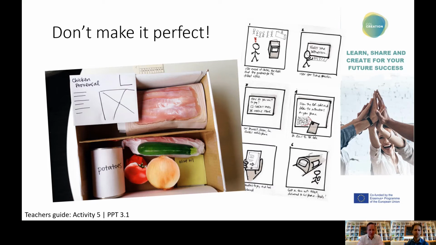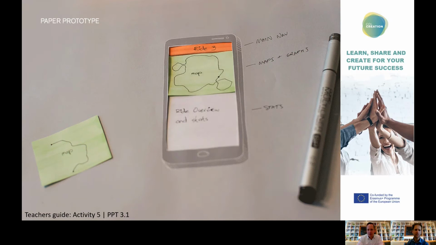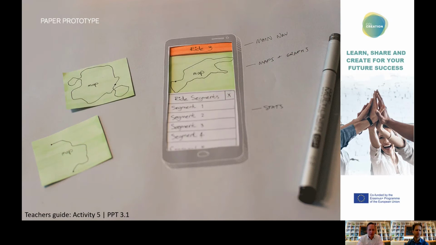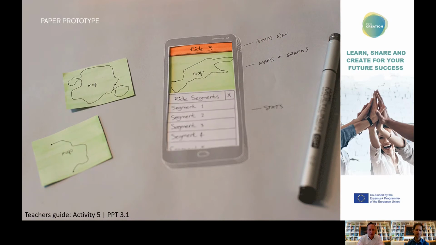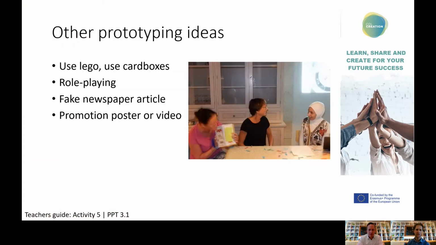Here's another example, a picture of a phone, and people are just moving pictures on the background back and forward with some instructions next to it. Other ideas are using Lego or cardboard boxes, role playing with the customer or with somebody else as a pilot. Maybe create a fake news article and see how the customer is responding.